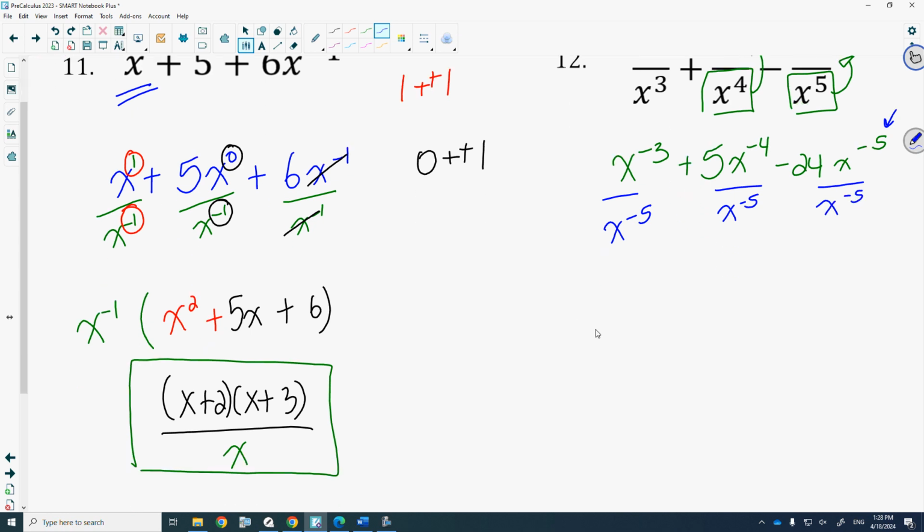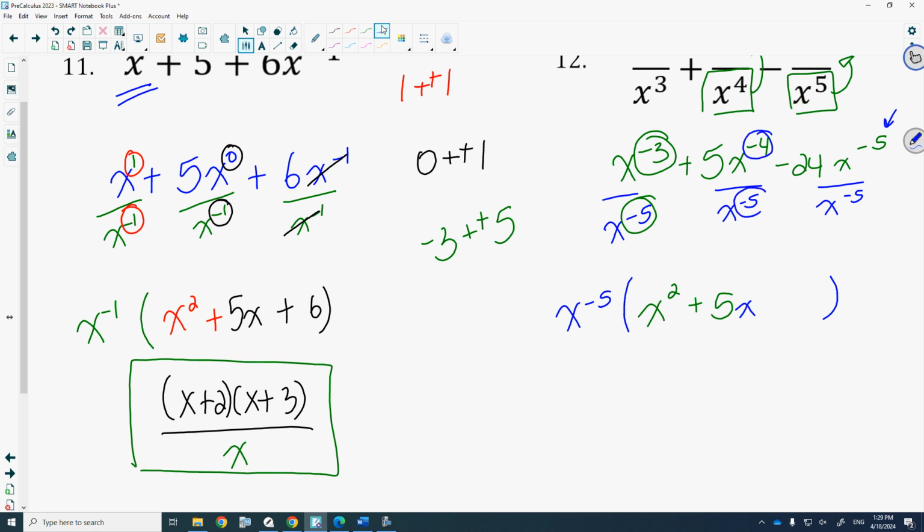Okay, so that goes in front of your bracket, and your answer goes in the bracket. So negative 3 minus negative 5. Negative 3 minus negative 5 is negative 3 plus 5. That is x squared. Plus 5. And figure out what the exponent on this x would be. So negative 4 minus minus 5 would be x to the 1, which I don't need to put, minus 24, because this will cancel.